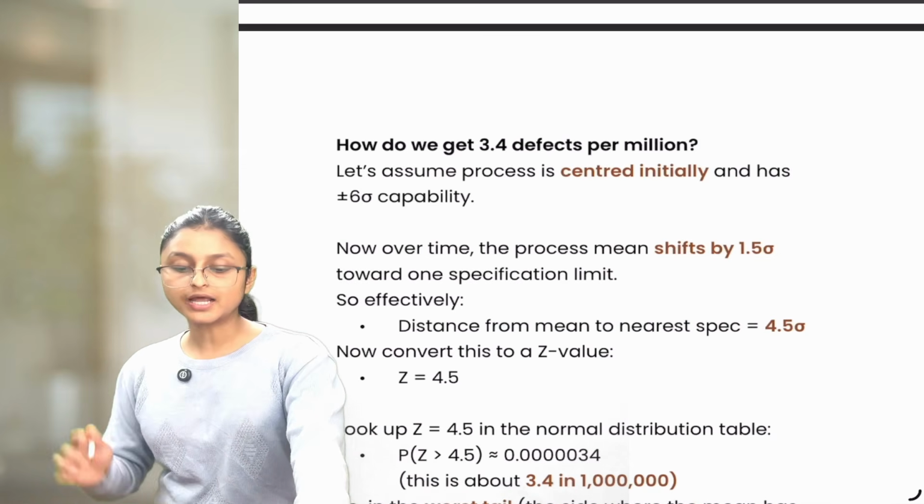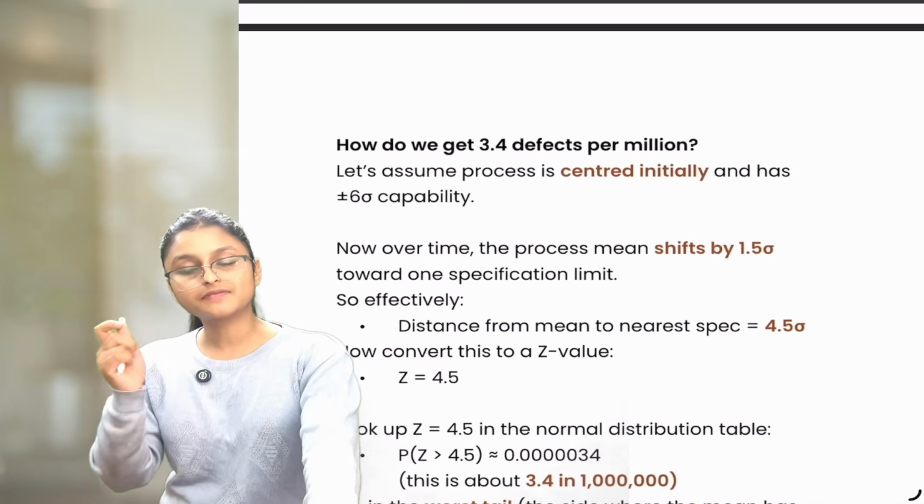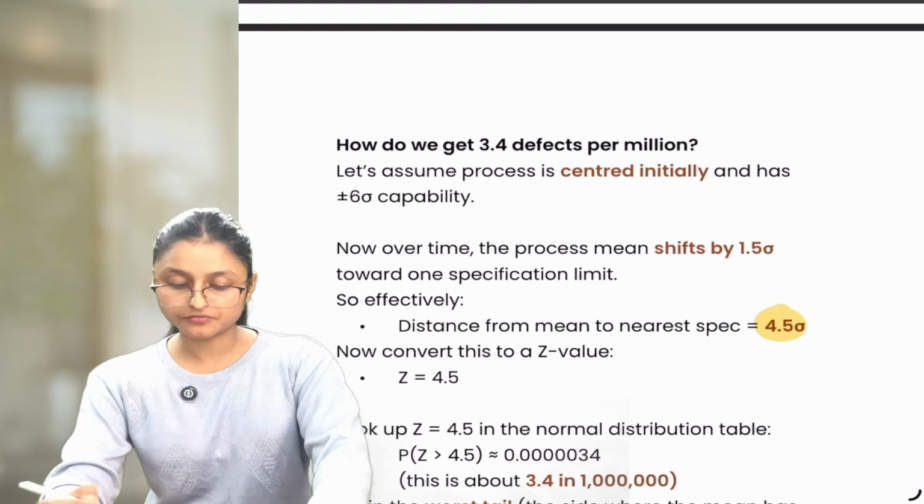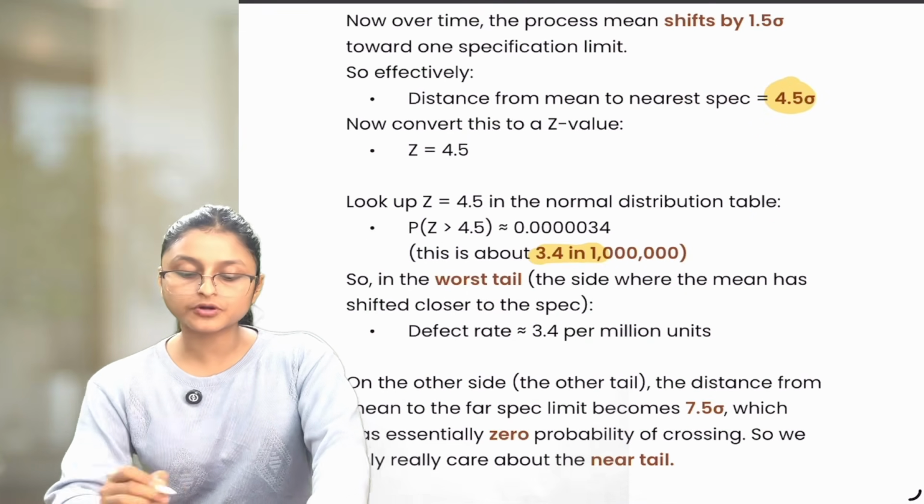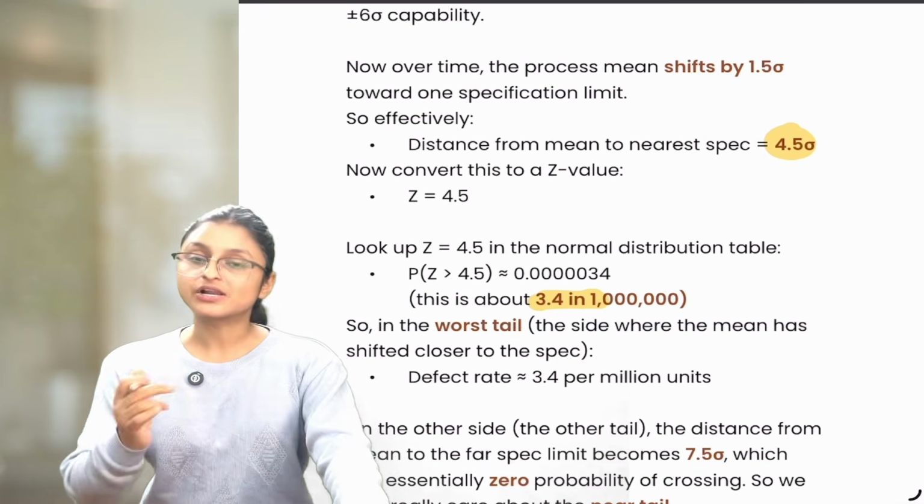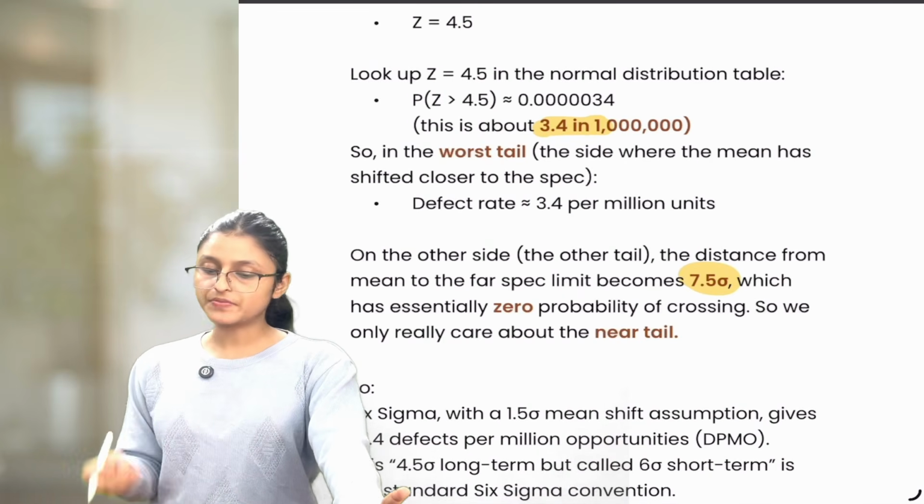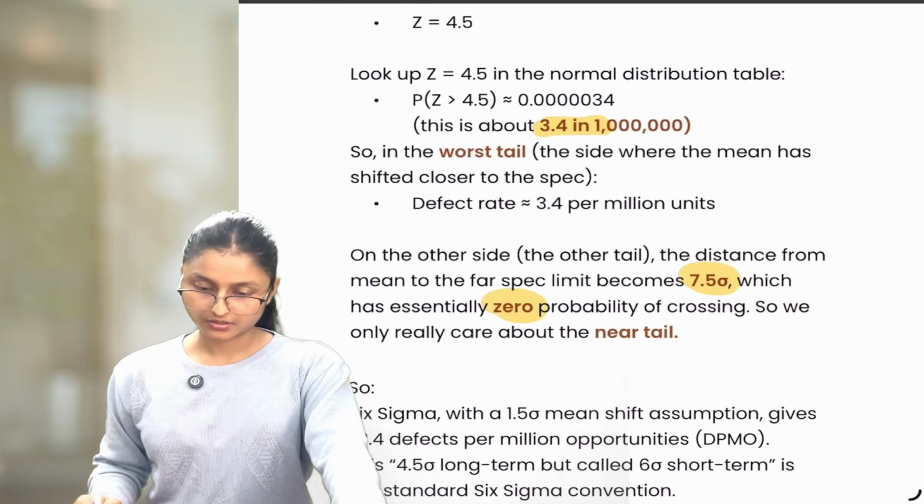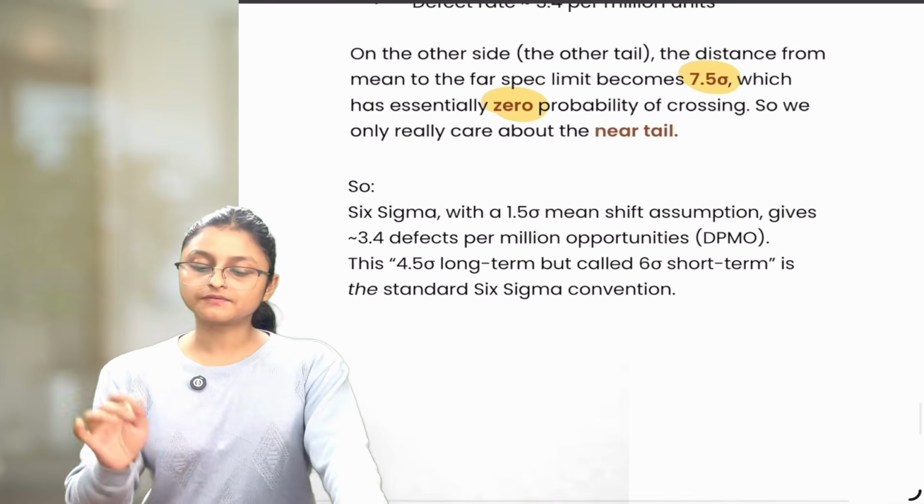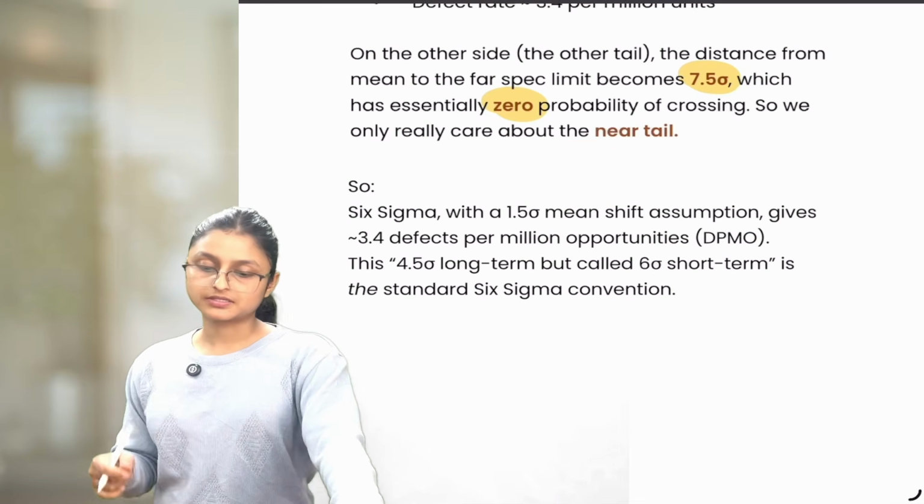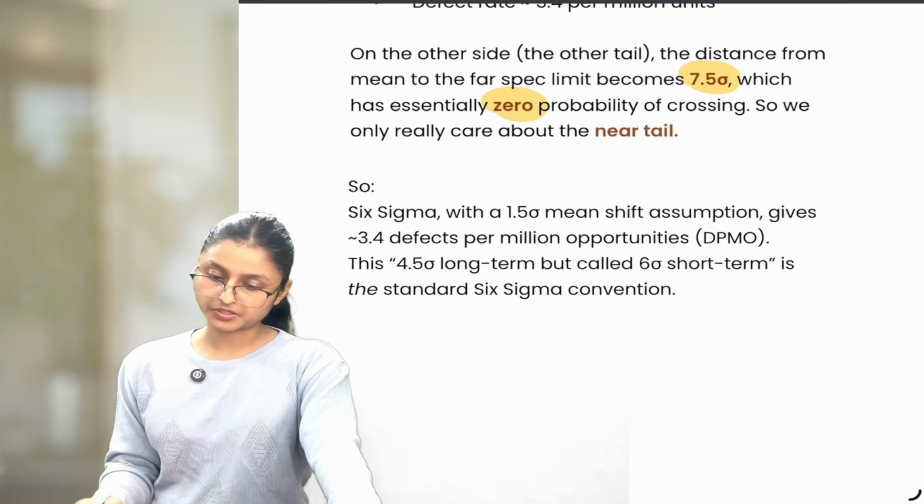We already understood that this shift is happening, and that is why now the Z score will be calculated for 4.5, which comes to 3.4 defects per million. And if you calculate on the other side, which is 7.5 standard deviation, then it comes approximately to 0 only. So 6 sigma with a 1.5 mean shift assumption gives 3.4 defects per million.